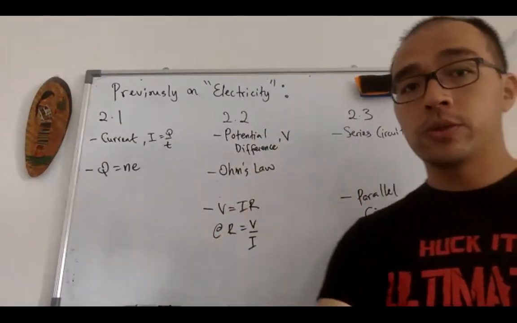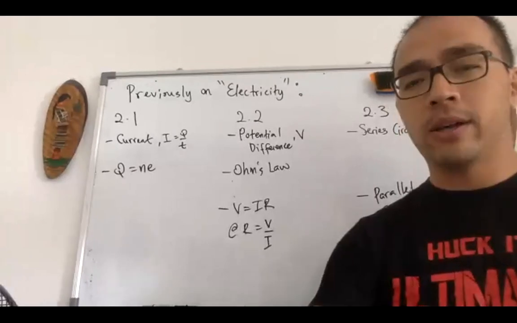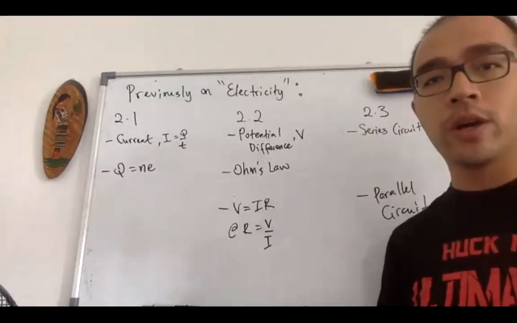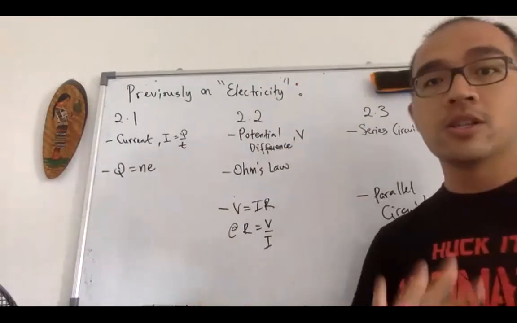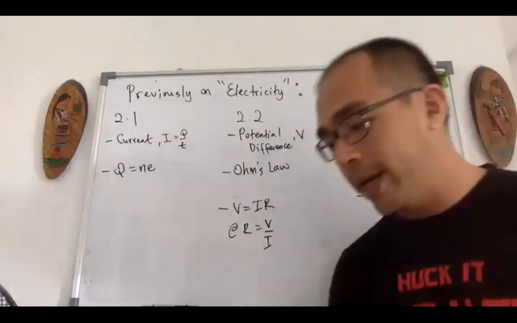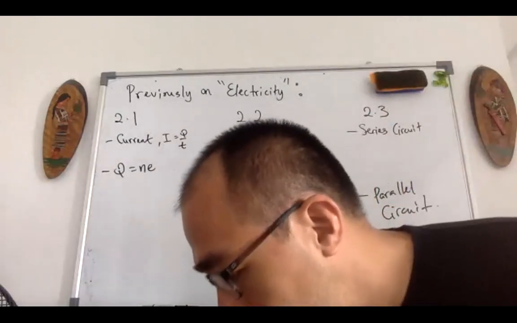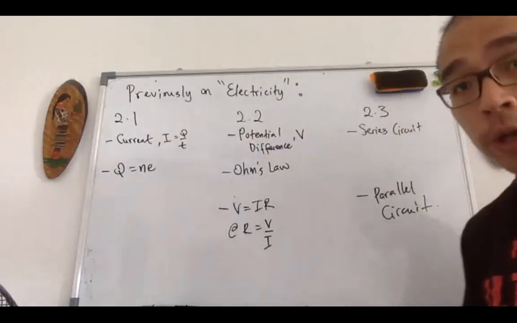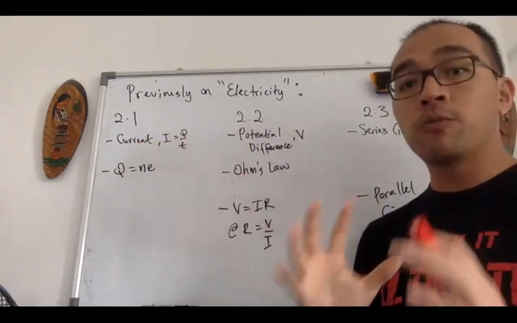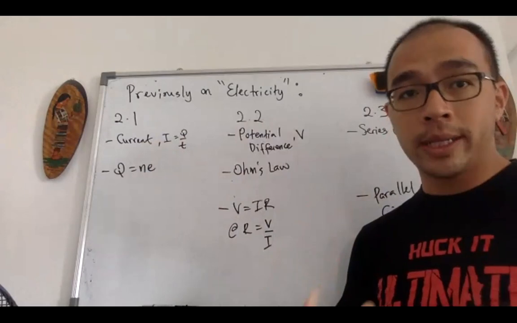So I'm just going to revise, or recap again, what we have learned, in case some of you during the 1 week holiday have forgotten everything. So we're just going to recap so that you have an idea of what has been happening so far. First of all, in 2.1, we learned what current is. The main thing about 2.1 is introducing you to what current is.